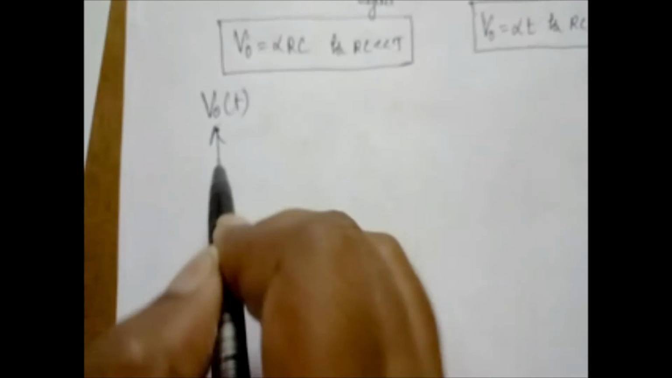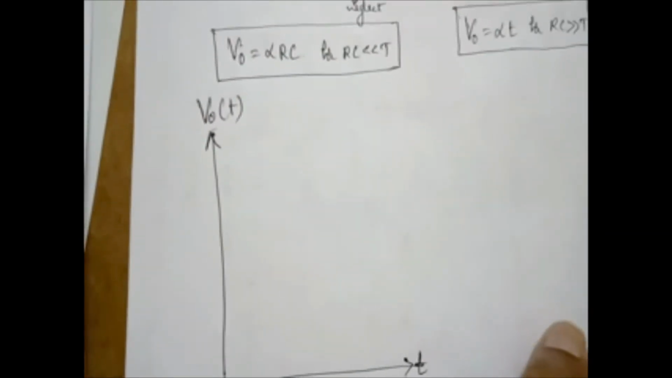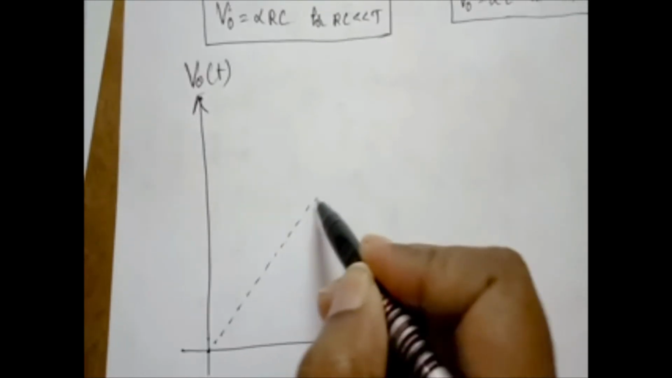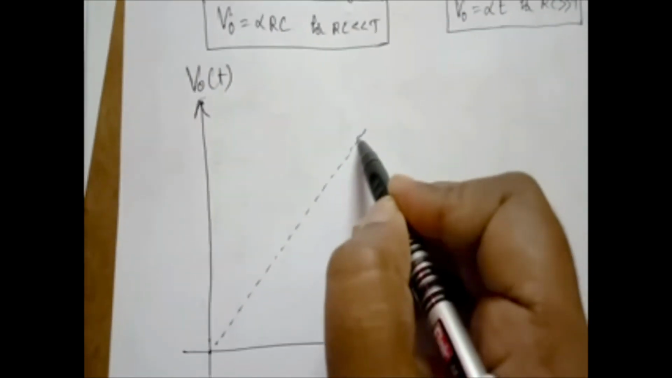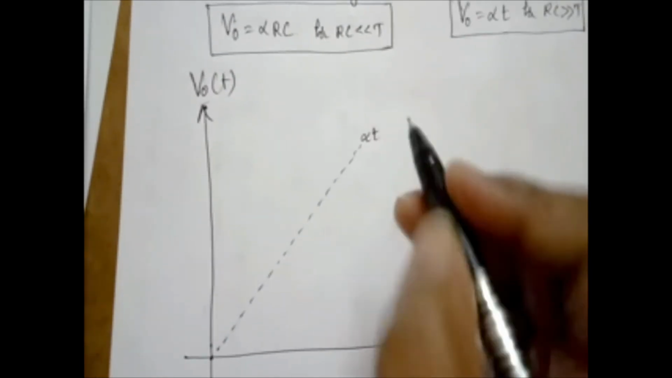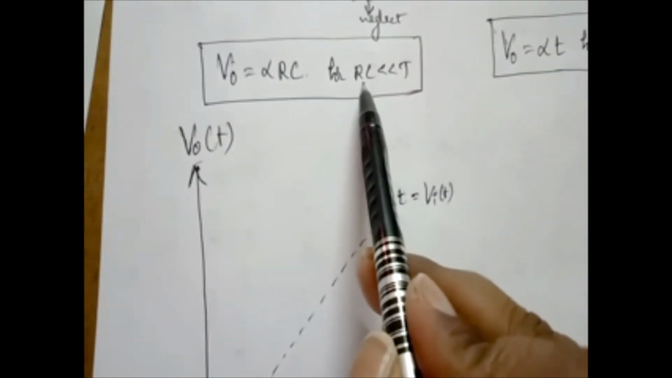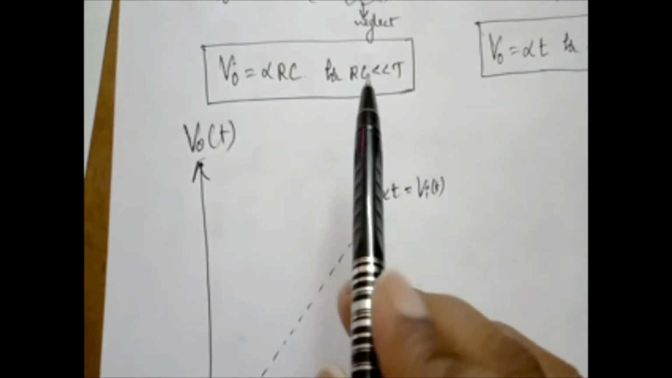Okay, now let's move on to the graph, the first one. So here I consider T with respect to V naught of T. That means the output we have to draw. We already know that the input is a ramp function, so it linearly increases with respect to time. So this is alpha T. This is the input signal Vi. Now, what is the condition? RC value is much less than T.